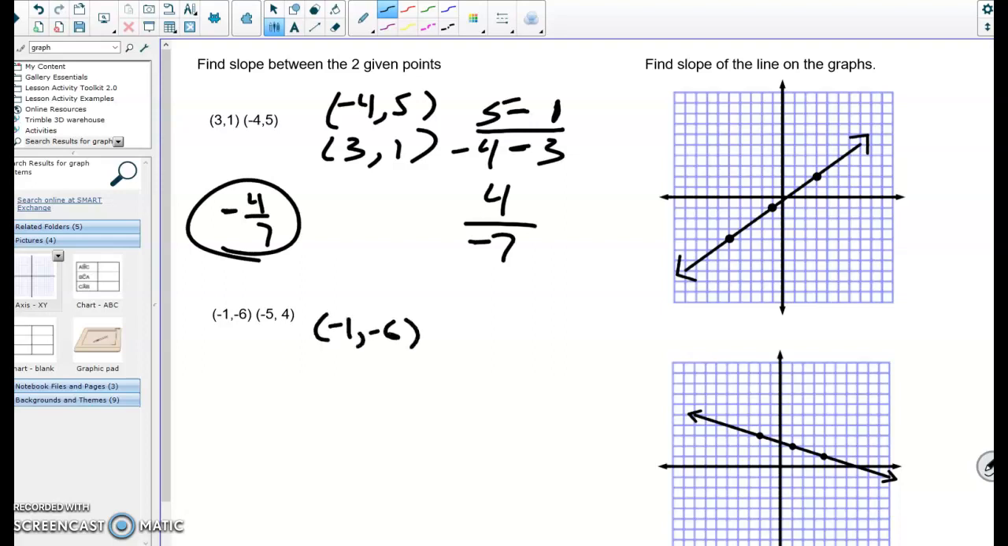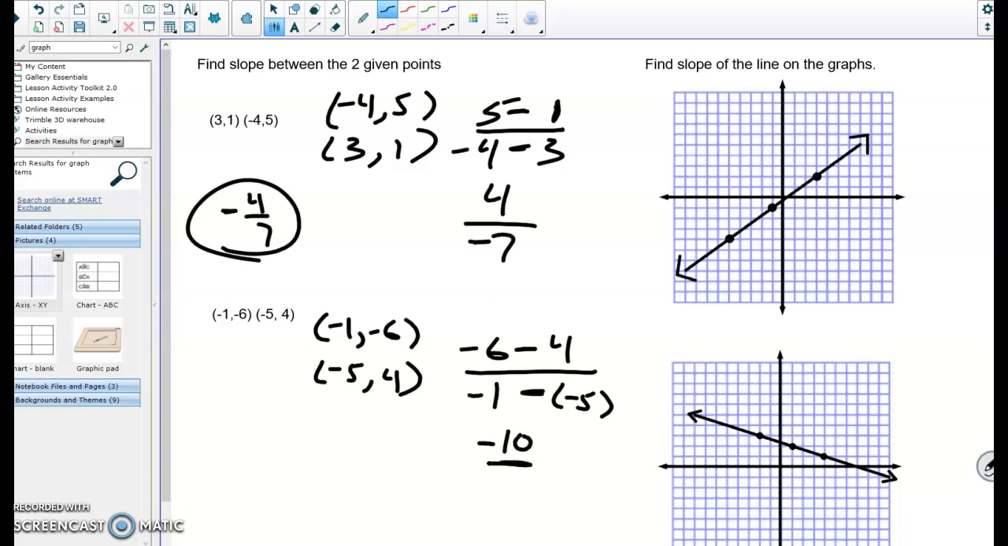Negative 1, negative 6, negative 5, 4. Negative 6 minus 4. Right column's on the top. Negative 1 minus negative 5. The left column's on the bottom. We get negative 10 over 4. So my answer here is going to be negative 5 halves. And those are my two slopes, finding them from the 2 points.